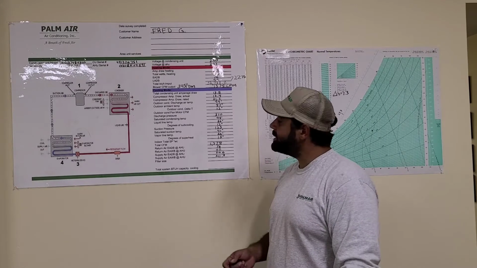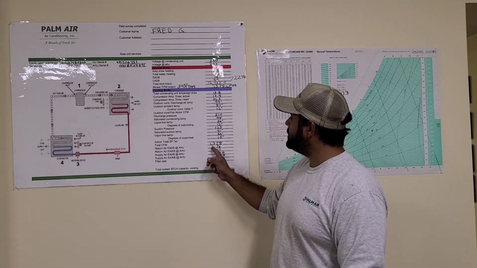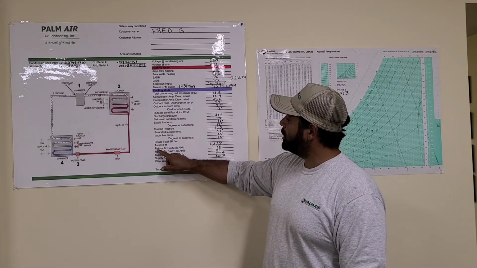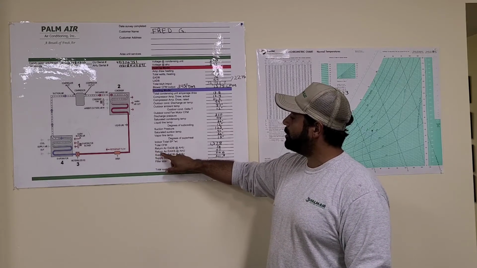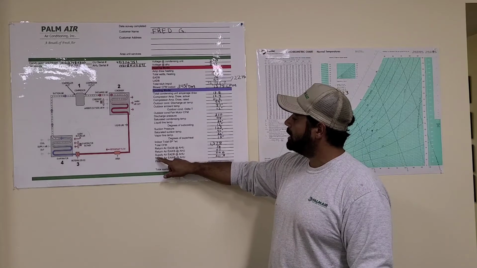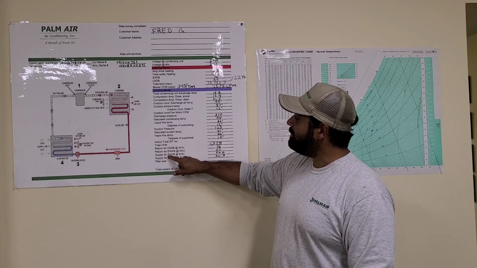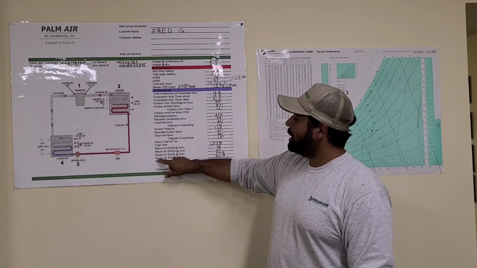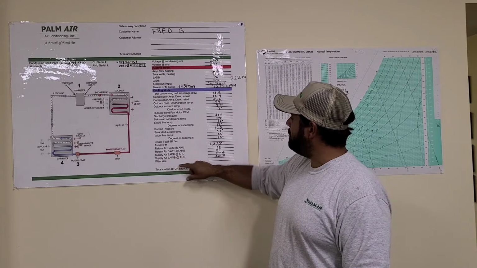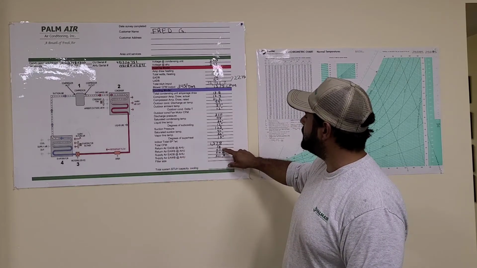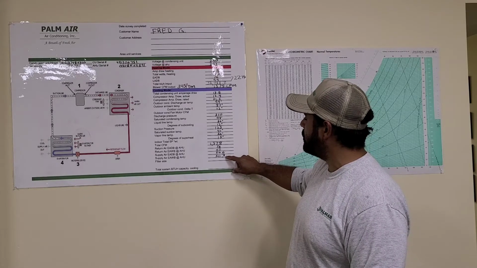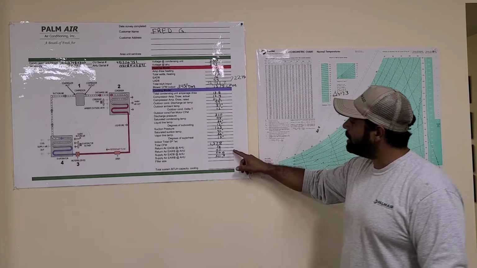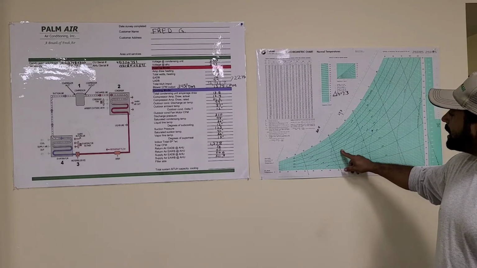All right, back again, guys. Not sure if you can see these numbers down here. However, what we're looking for is return air or entering air dry bulb, return air or entering air wet bulb, supply air or leaving air dry bulb, supply air or leaving air wet bulb. Those numbers are 76, 62, 50.6, and 50.3. I went ahead and took those numbers and actually plotted them here on our psychometric chart.